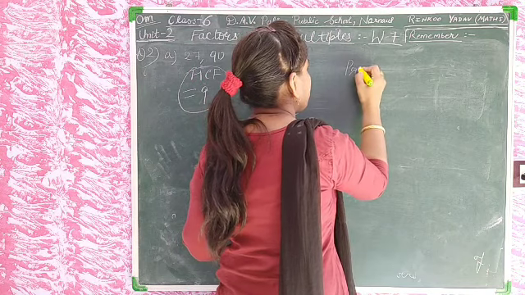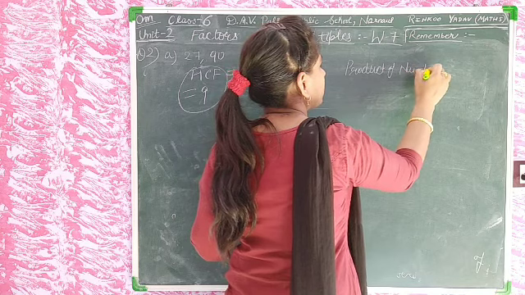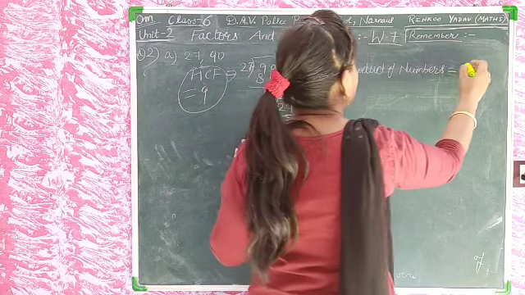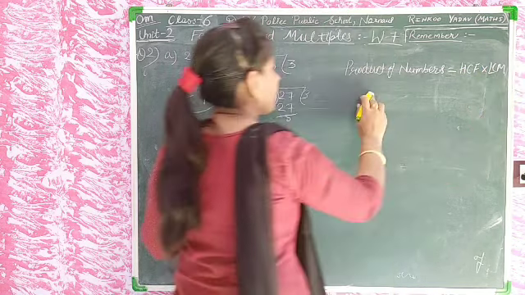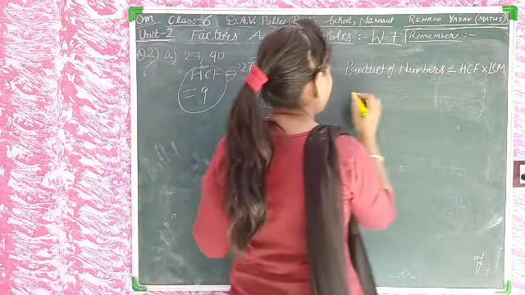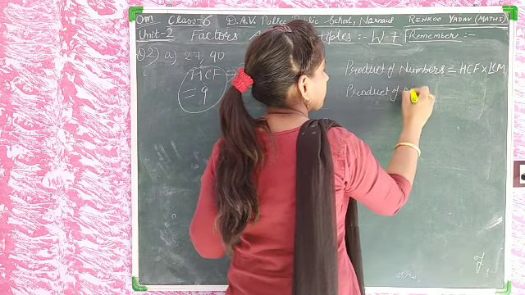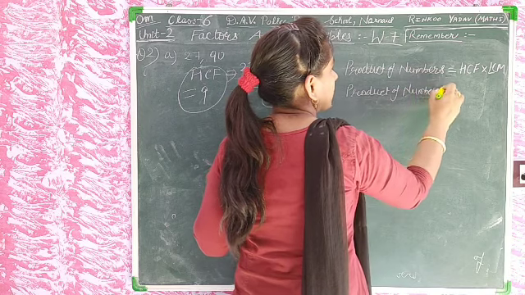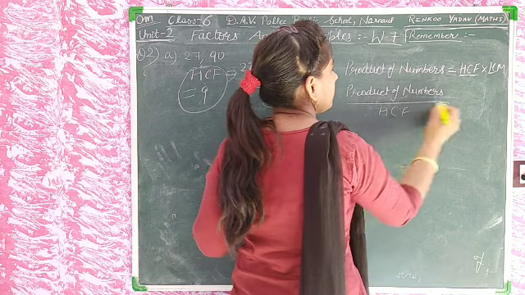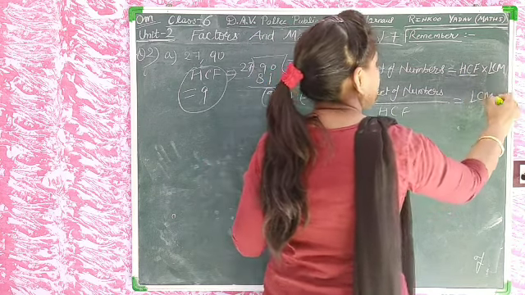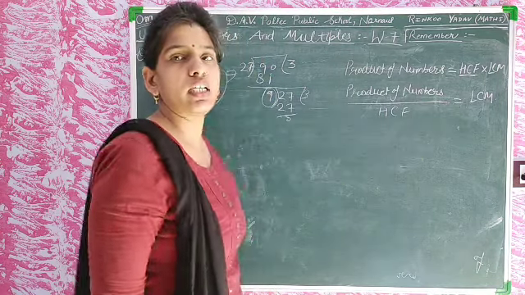So the product of numbers is equal to HCF into LCM. We know this as well. Now we have to find the LCM here. So the product of numbers, this is multiplied here, so it will be a division. This is equal to LCM. So the product of numbers divided by HCF.